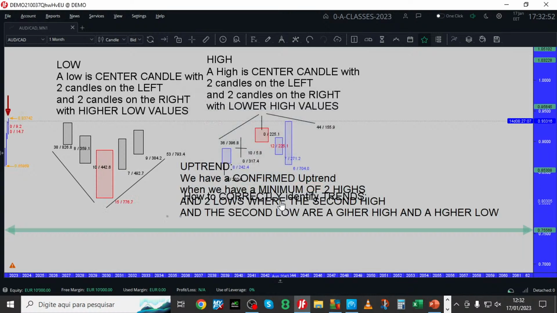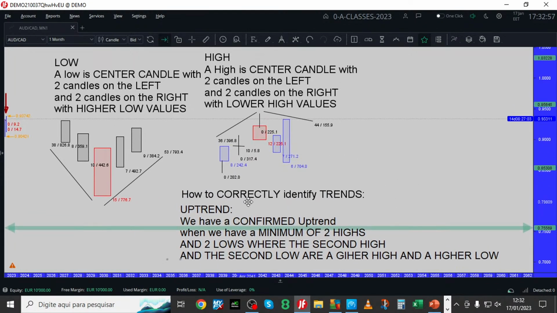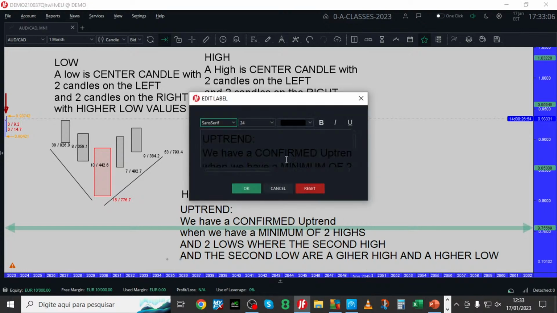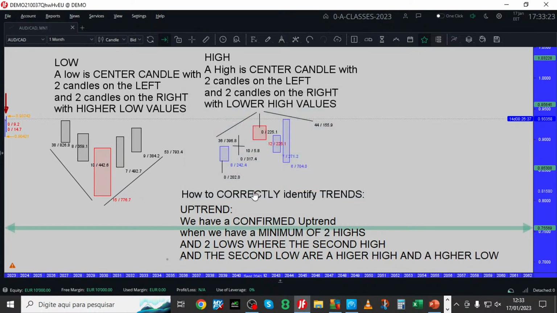Let me see if my English is correct, everybody. Uptrend. We have a confirmed uptrend when we have a minimum of 2 highs and 2 lows, where the second high and the second low are a higher high and a higher low.